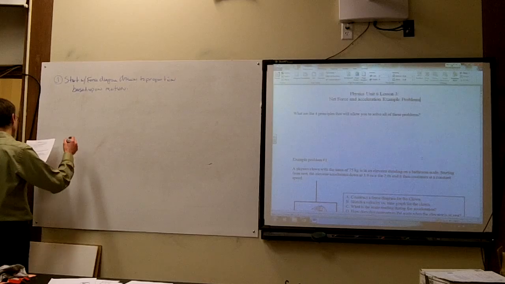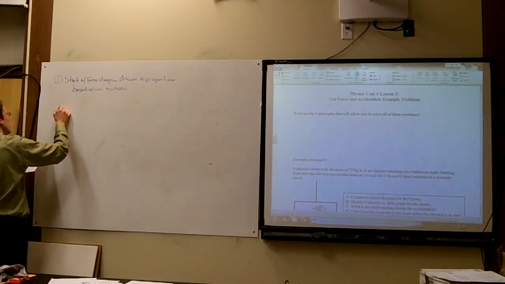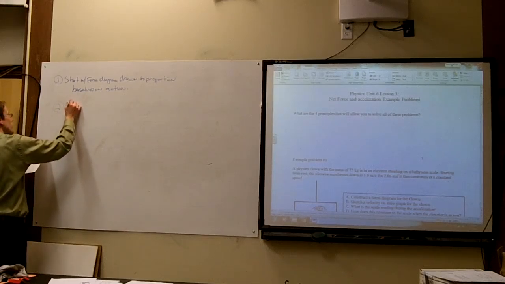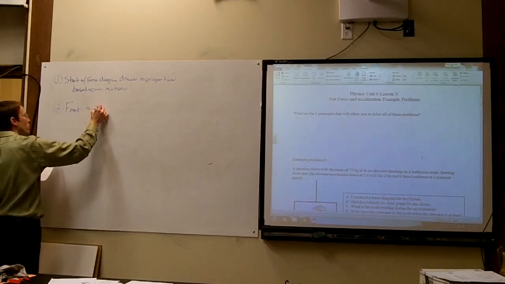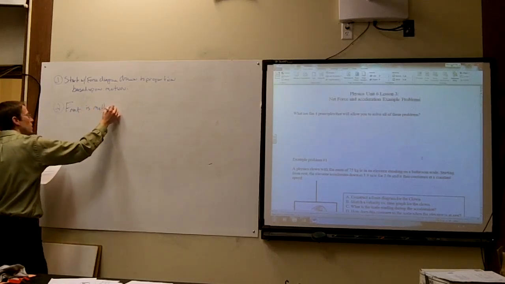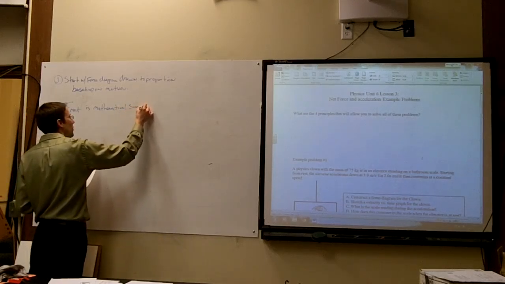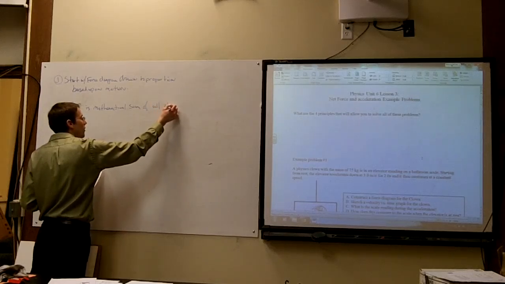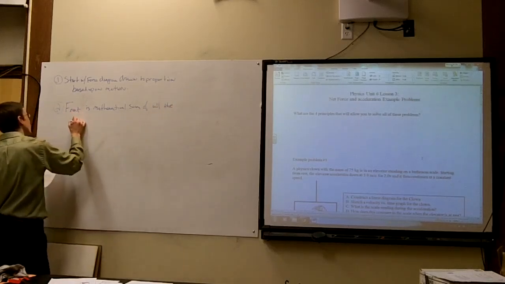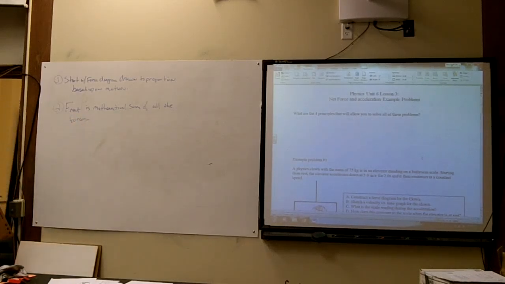Okay, so the next thing is force net. You have 2 different versions of force net. Force net is the mathematical sum of all the forces. So you're going to look at how they all are in relation to each other.